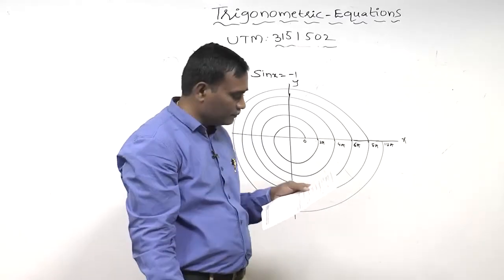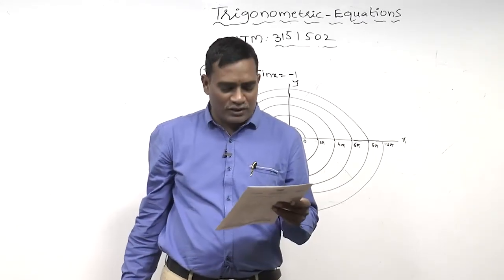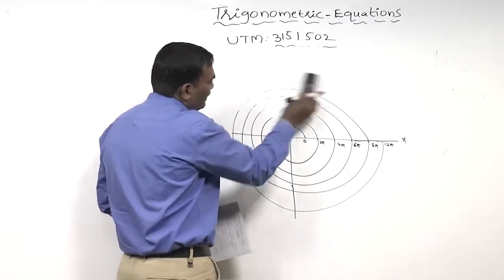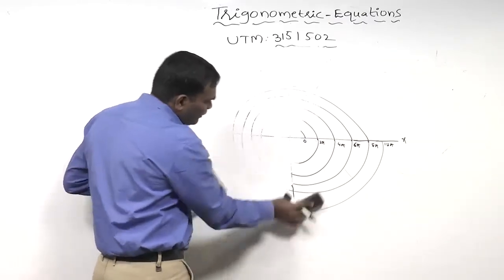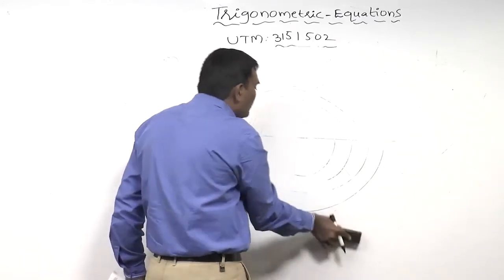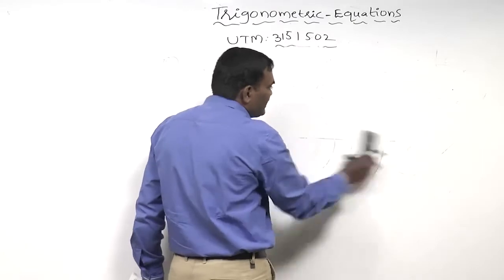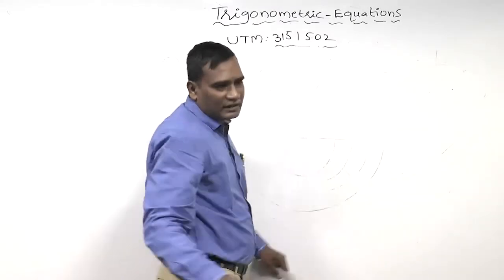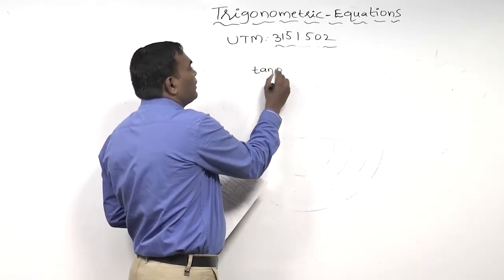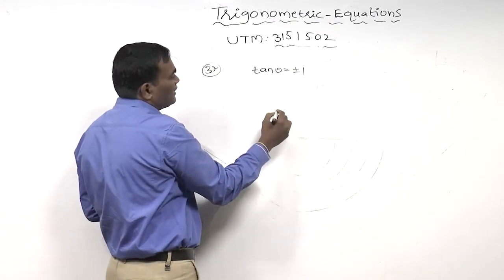Next, the 37th one. Number of solutions of tan square theta is equal to 1 if theta belongs to 0 to 4 pi. Same as this one. If tan square theta is equal to 1, then tan theta is equal to what? Don't take only tan theta is equal to +1. You take tan theta is equal to plus or minus 1.